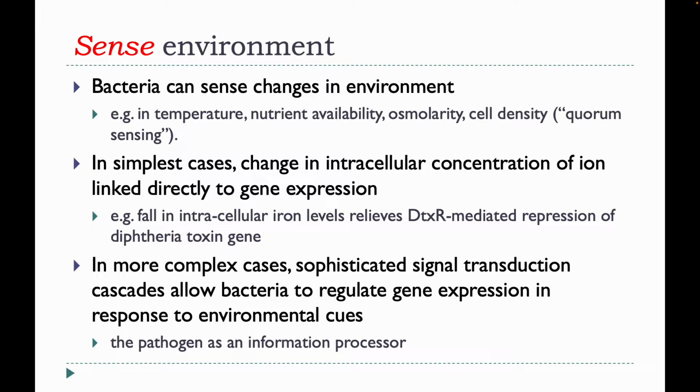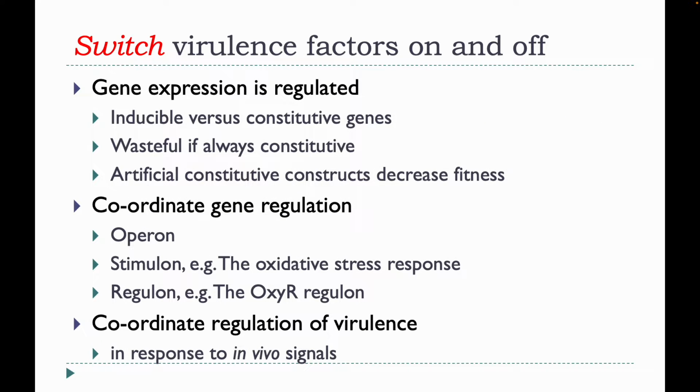In more sophisticated cases, we have these very complex signal transduction cascades, and there are sensor mechanisms, there are response regulators, where there are cascades, and in a sense, this is where we start to see the pathogen. It's more like a cruise missile, if you like. It's actually sensing its environment. It's knowing where it is. It's responding to the environment in appropriate ways to encourage its survival as it goes through. And we're sensing and switching virulence factors on and off.